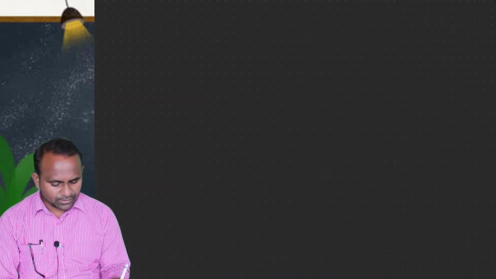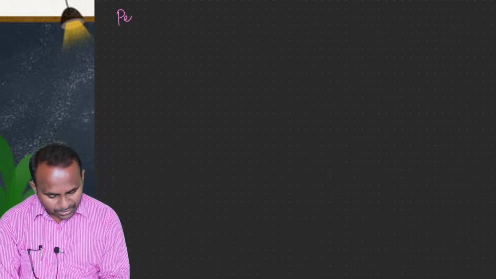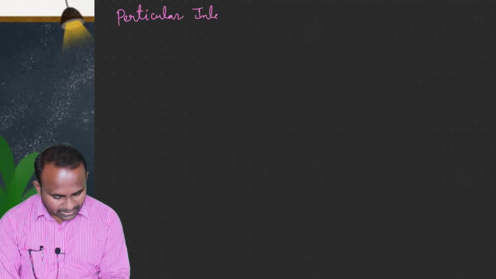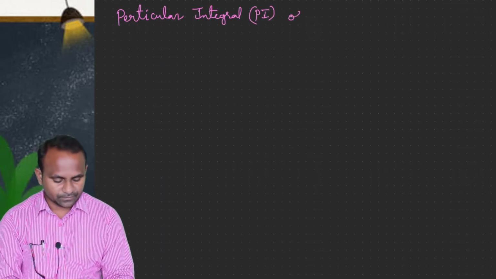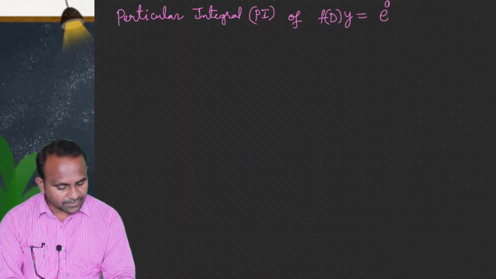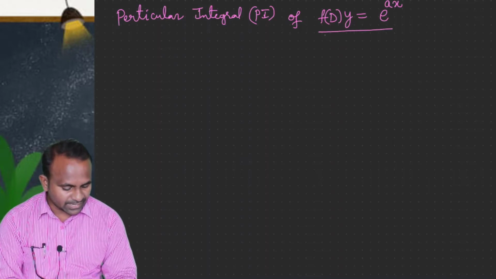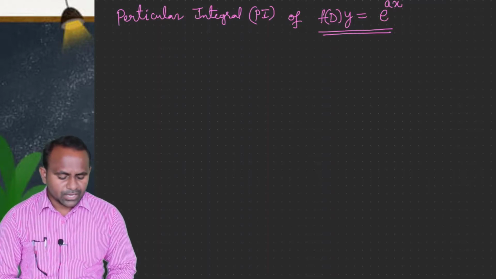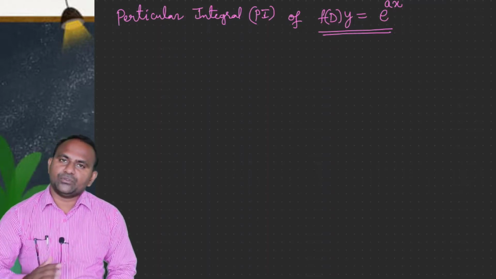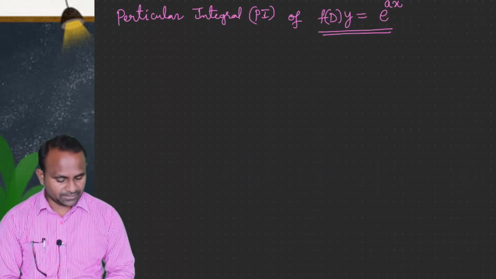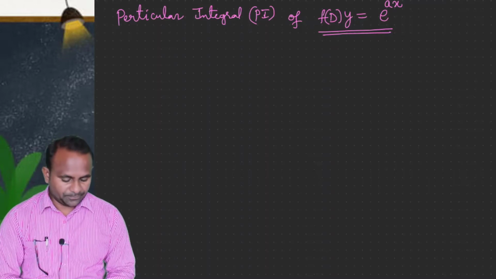So in this lecture we are going to find the particular integral of the differential equation f of D of y is equal to e power ax. I always use the notation PI for the particular integral. The very first one is the exponential function on the right side. Then how to find the particular integral of this type. After that we'll take 1 or 2 questions which support the solution of this particular type of differential equation. So let us see.